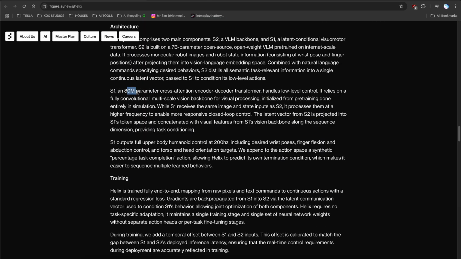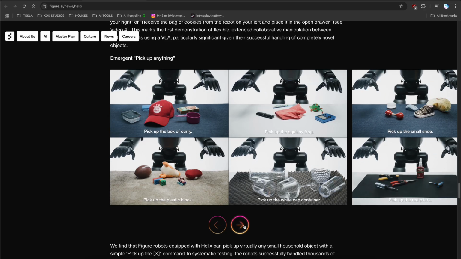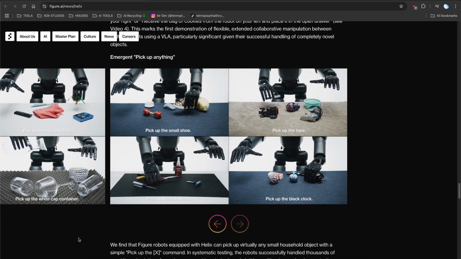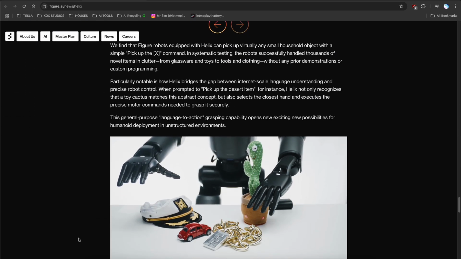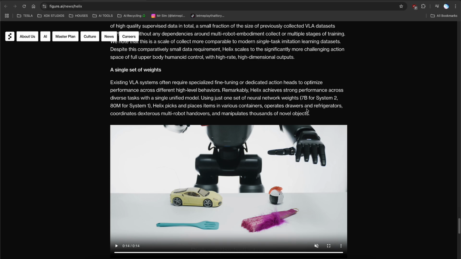System one is only 80 million parameters, which is quite small. Cross attention encoder decoder transformer handles low level control, fully convolutional multi-scale vision backbone for visual processing, initialized from pre-training done entirely in simulation. While system one receives the same images and state inputs as system two, it processes them at a higher frequency to enable more responsive closed loop control. Here they are picking up a bunch of different objects. The dancing cactus, classic. One set of neural network weights, 7 billion for system two, 80 million for system one.